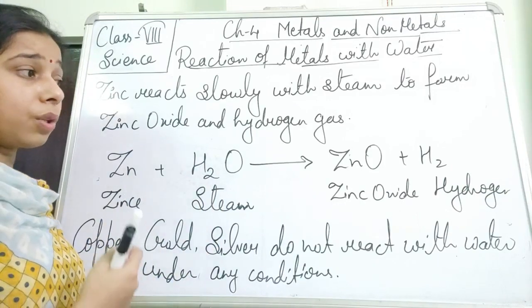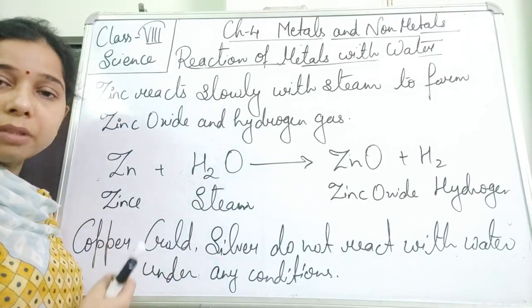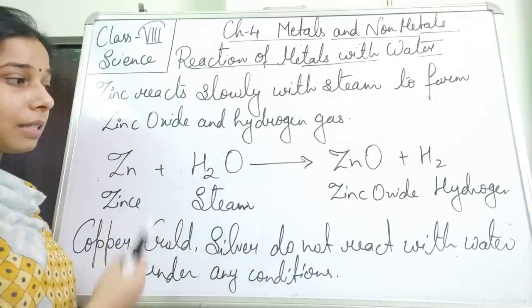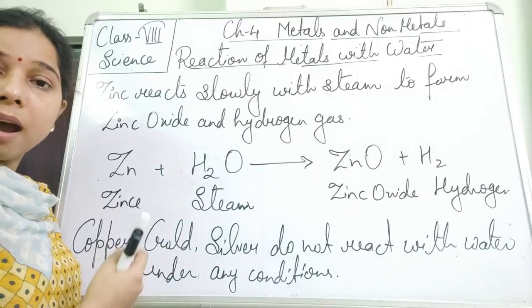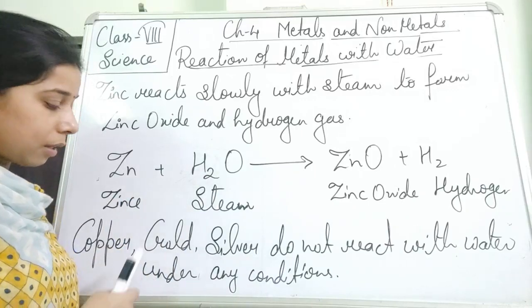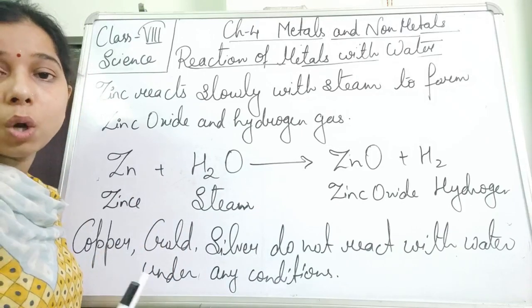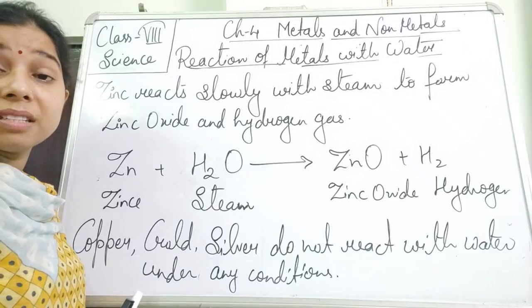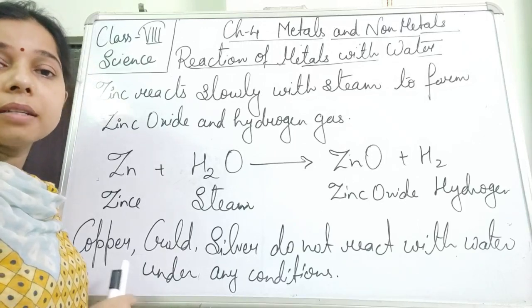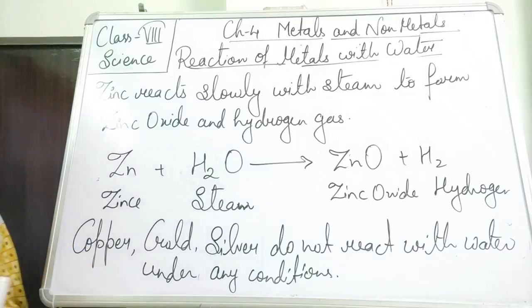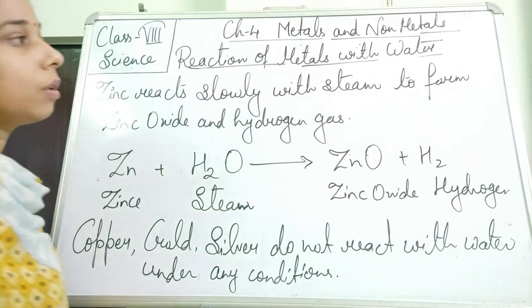Zinc is quite less reactive, or least reactive. So it will react slowly, and it will react with steam to form zinc oxide, and hydrogen gas is released. While other metals like gold, silver and copper are unreactive towards water. It means they do not react with water under any kind of condition. So this is the reaction of the metals with water.